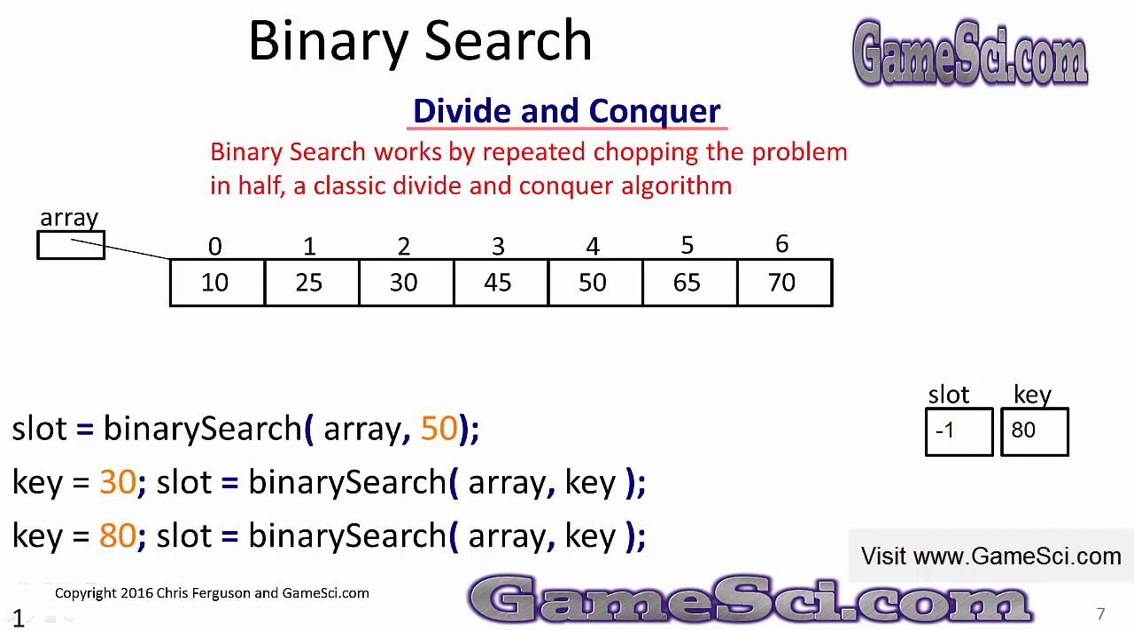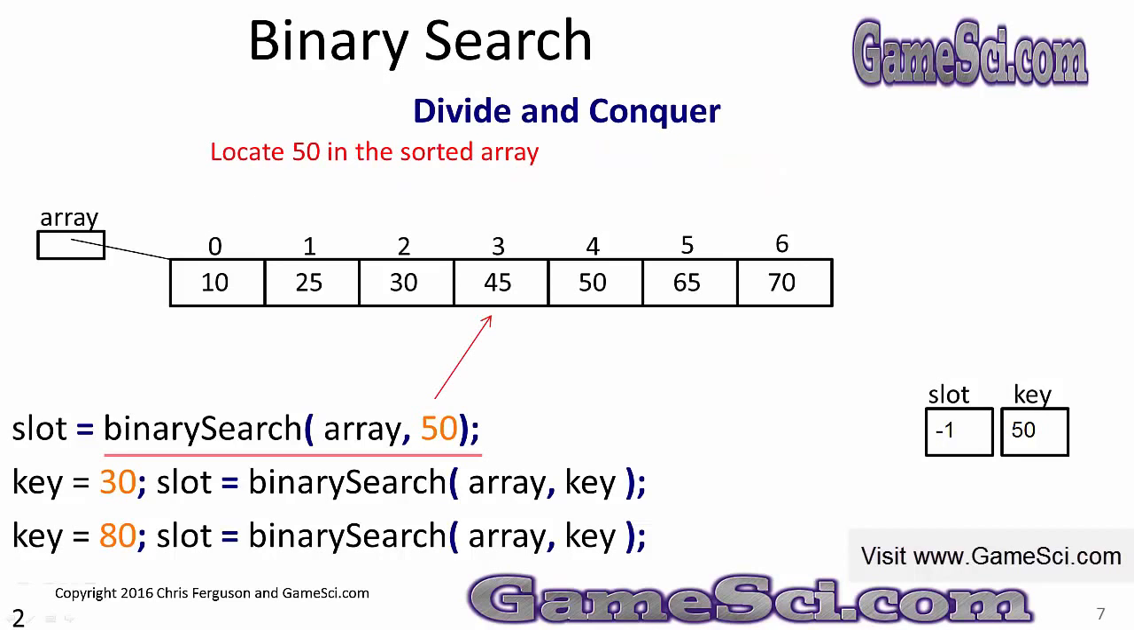Binary search is a divide and conquer algorithm. Binary search works by repeatedly chopping the problem in half. We're going to start in the middle of the array and decide which side to search by what's in the middle of the array. This is what we call divide and conquer. It's a little easier when you see it.